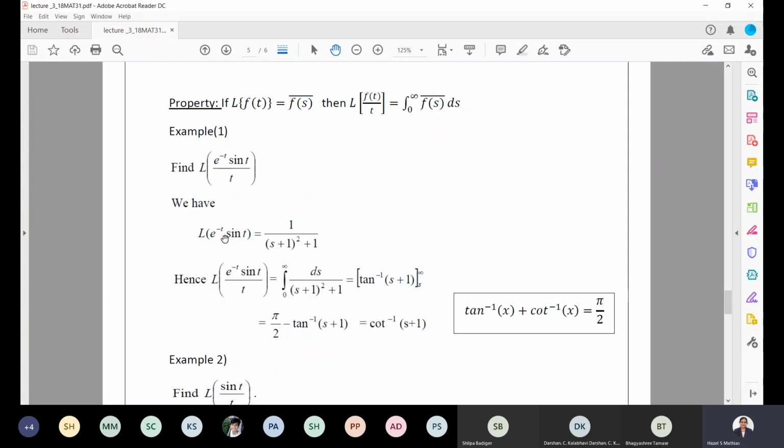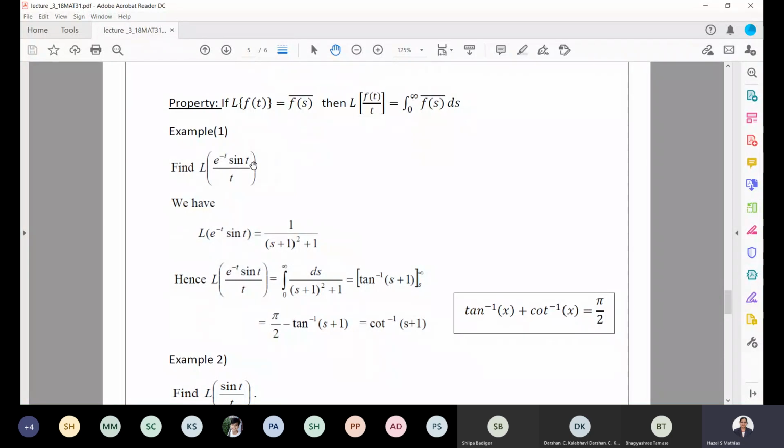Is it clear? Is it clear? Yes, ma'am. Please answer. Yes. Okay, now what do we do? Now we apply this property. We have Laplace transform of f of t by t. It is integral 0 to infinity f bar of s ds.